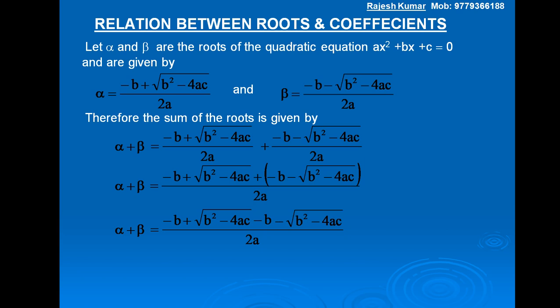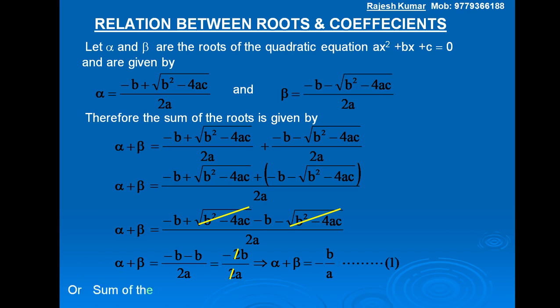Now square root of b square minus 4ac plus and square root of b square minus 4ac minus cancel each other. So we get alpha plus beta is equal to minus 2b upon 2a. Now 2 and 2 cancel each other. So we get alpha plus beta is equal to minus b upon a. Let it be equation number 1.